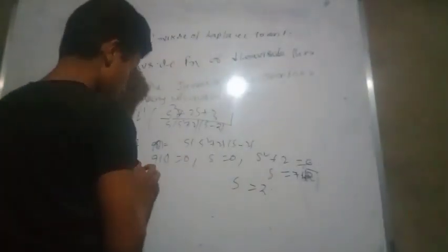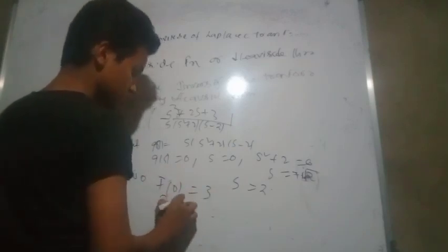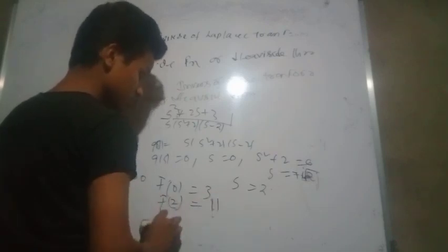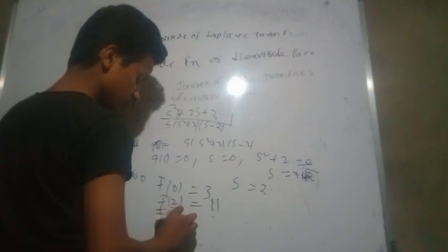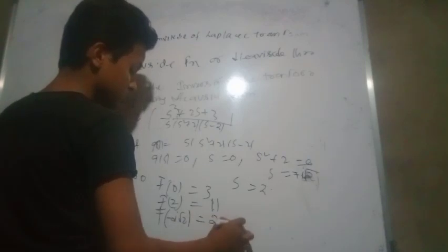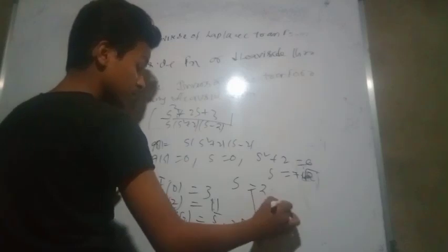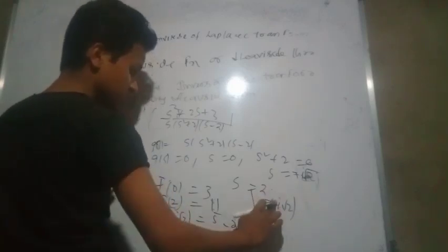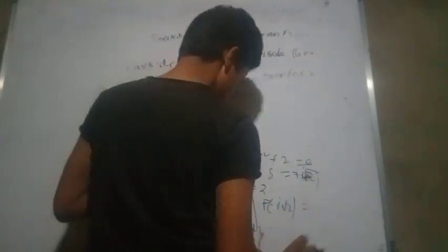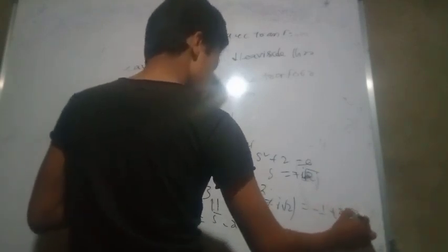So now f of 0 gives us 3, f of 2 gives us 4, 6, 4, 4, 8, 11, and f of i root 2 gives us 2 root 2 i plus 3, that is our 5. And f of minus i root 2 gives us minus 1 plus 2 root 2 i.